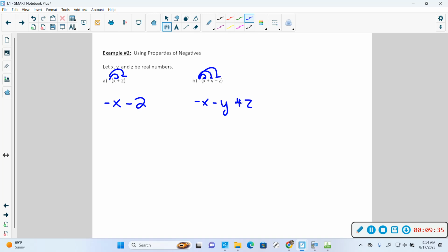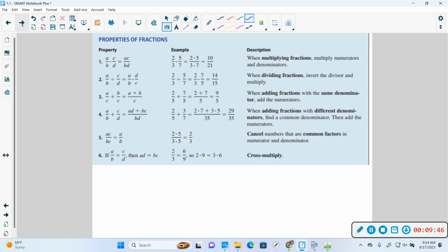That's a sloppy plus there. All right, any questions on distributing your negatives? Figured not. Everybody's favorite topic next, fractions.